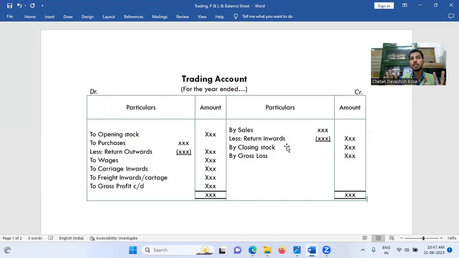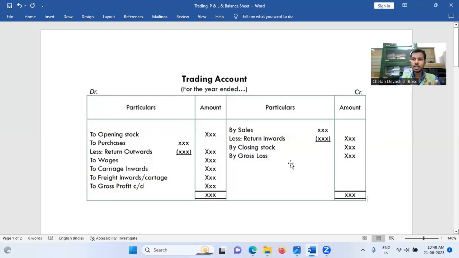Why? It is not my expense. If it would have been my expense, I would have written it at the debit side of my trading account. Now, you may either have gross profit or gross loss. Remember, the credit side of your trading account indicates your gain, your profit. If your credit side is more, then the balancing figure would be at the debit side, which would be considered as gross profit. And if your debit side is more, that is your expenses or losses, then the balancing amount would be at the credit side, which would be your gross loss.